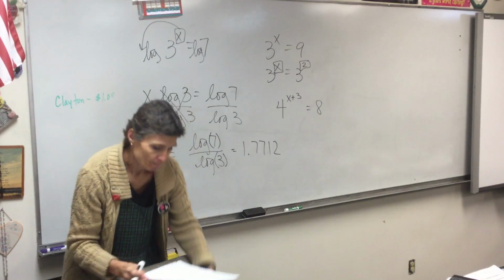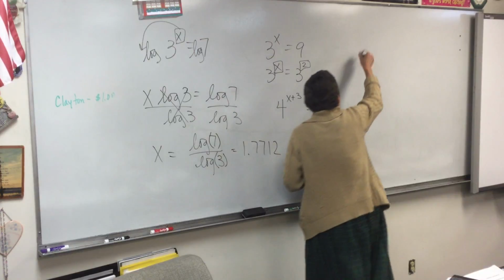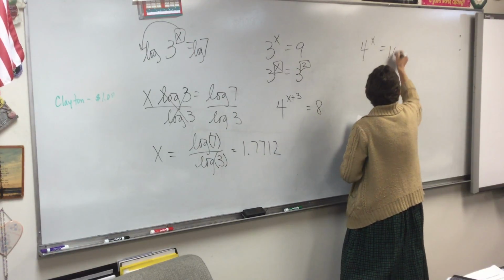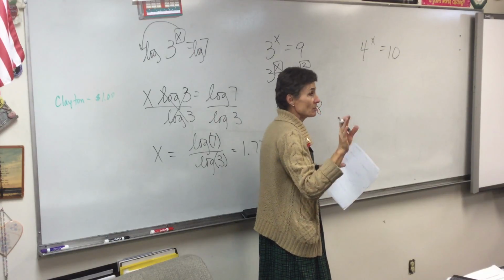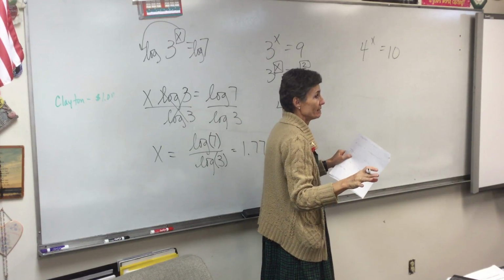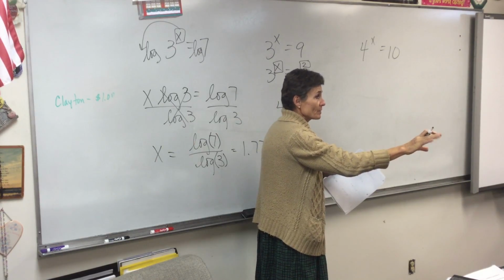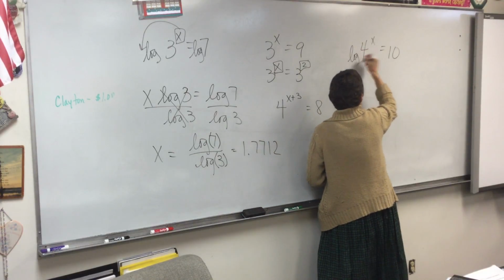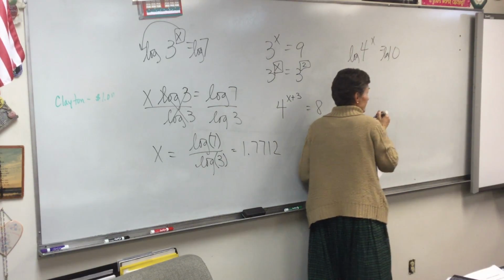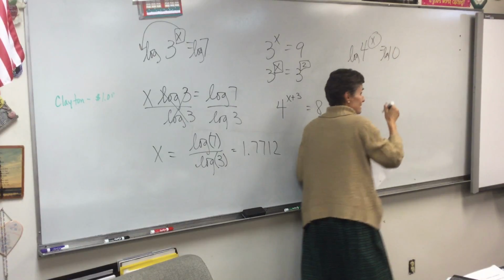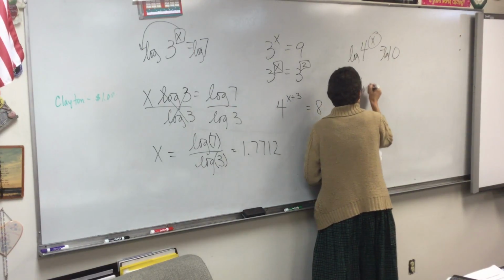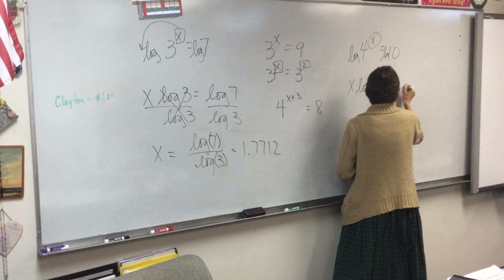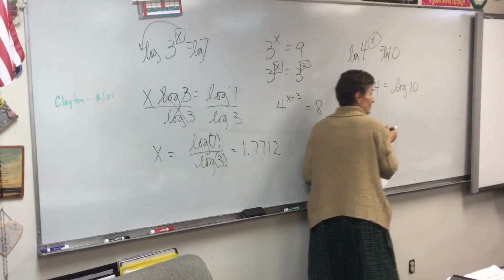Let's try the next one. What are you going to do with this? 4 to the x equals 10. Okay, now see, Quincy's already a step ahead, which is fine. You're going to need to take the logarithm of both sides. What's going to happen to this x? It moves to the front. So you're going to have x log 4 equal to the log of 10.